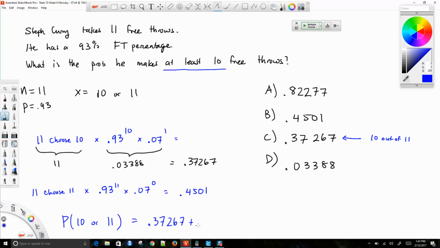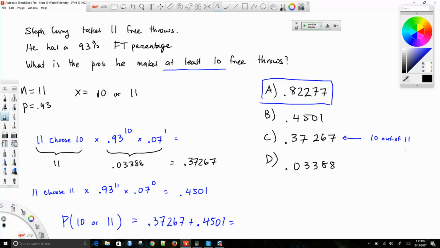0.37267 plus 0.4501, and we get this. So there's a pretty good chance he'll make at least 10. But that also means there's about an 18% chance that he misses 2 or more. And when you're watching a game, that feels like, oh my gosh, what's going on? But that's what we have.